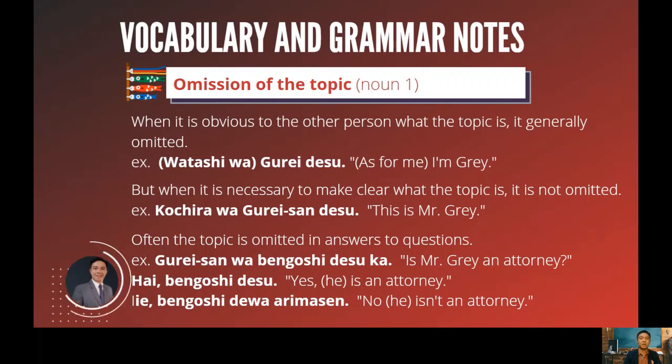Example, こちらはグレイさんです. This is Mr. Gray. Often the topic is omitted in answers to questions. For example, グレイさんは弁護士ですか? Is Mr. Gray an attorney? はい、弁護士です。Yes, he is an attorney. いえ、弁護士ではありません。No, he is not an attorney.